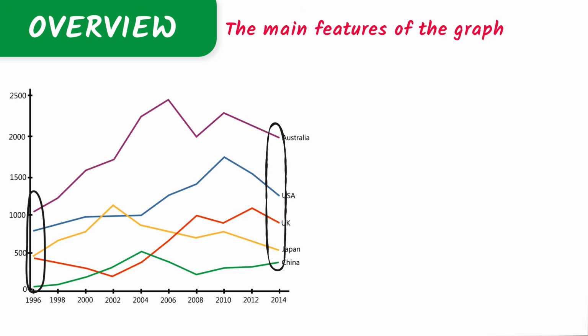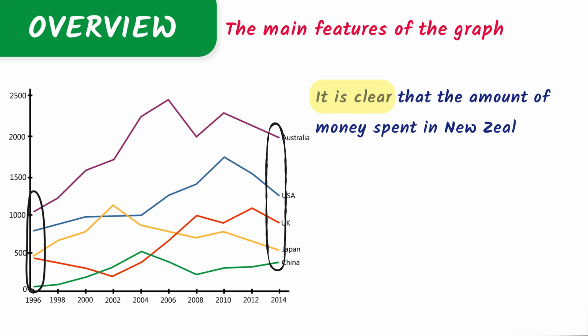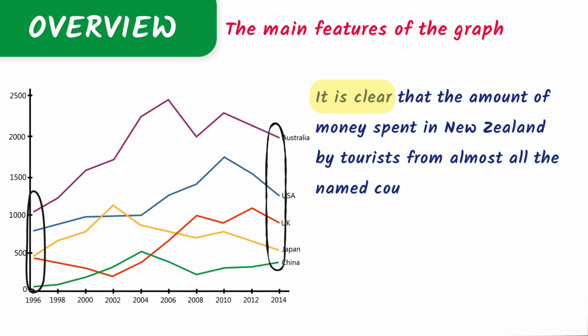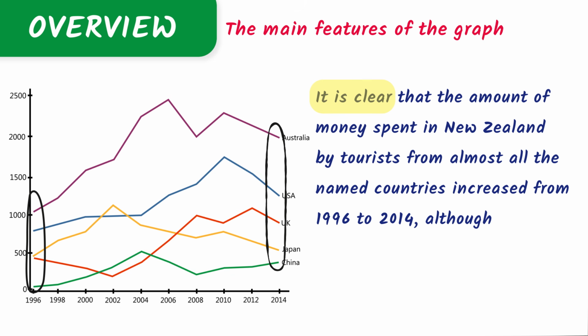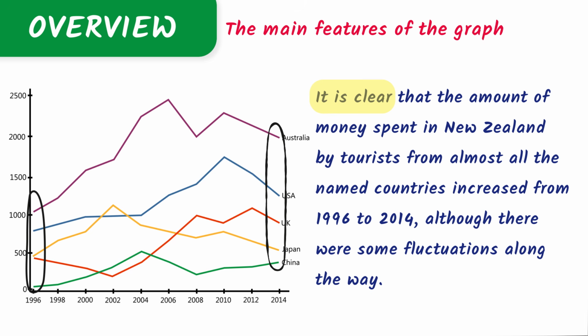So we mentioned the main feature of this graph. Most of the time we start our overview paragraph with a phrase like, it is clear. It is clear that the amount of money spent in New Zealand by tourists from almost all the named countries increased from 1996 to 2014, although there were some fluctuations along the way. So it's good to mention some fluctuations.